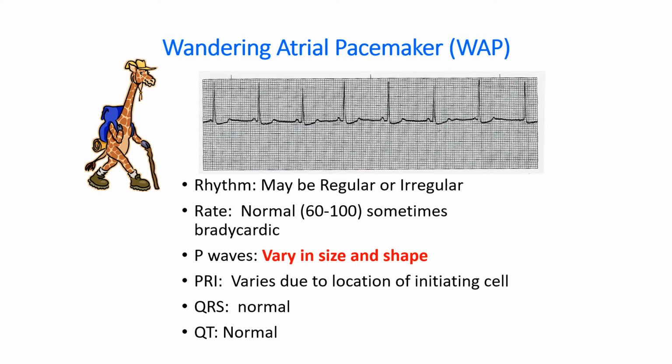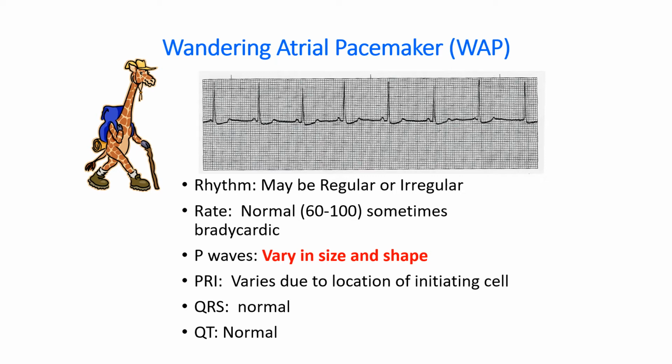This rhythm can be regular or irregular. Your heart rate usually is normal, 60 to 100. Sometimes it might be bradycardic. Sometimes it might be tachycardic, as we go into atrial tachycardia. P waves will vary in size and shape. They're all upright, they're all coming from the SA node, but they take different pathways. So again, what you're looking at is a different look of how the impulse is traveling through the atrium.